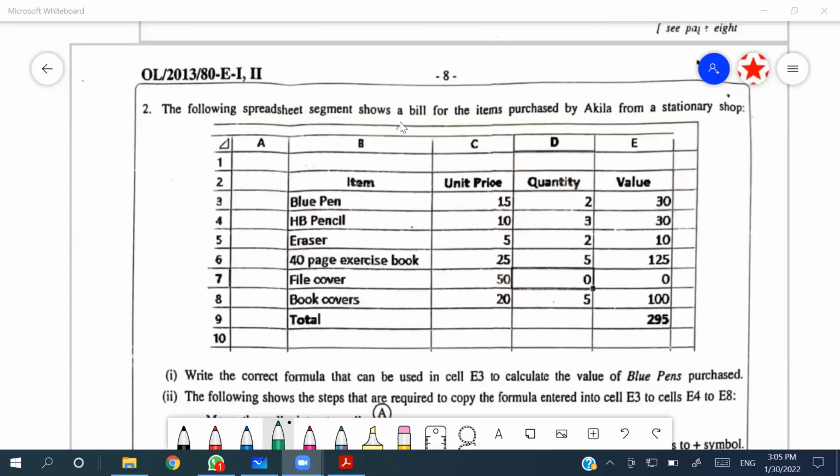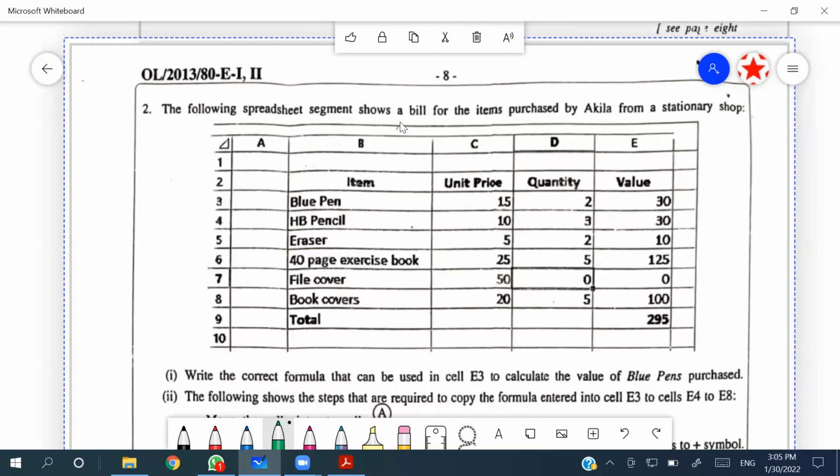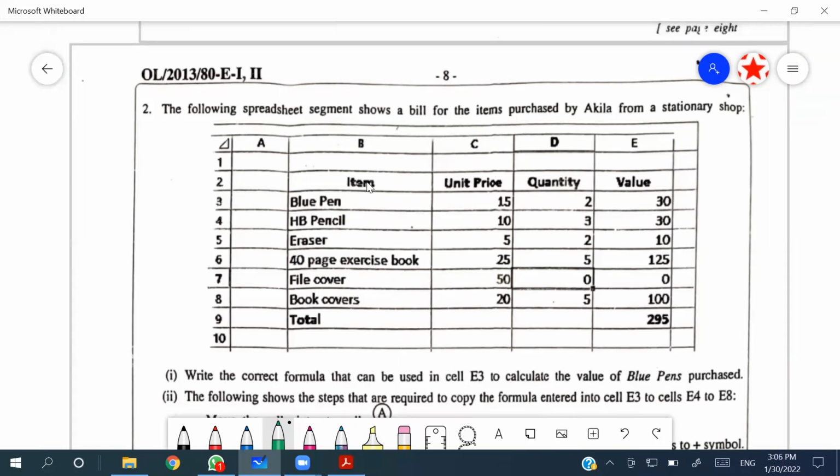Okay. So it's the second question that we have to discuss. The following spreadsheet segment shows a bill for the item purchased by Akila from stationery shop. Right? So it says in the B column, there is item, C column, there is unit price, and D column quantity, and E column has the value.